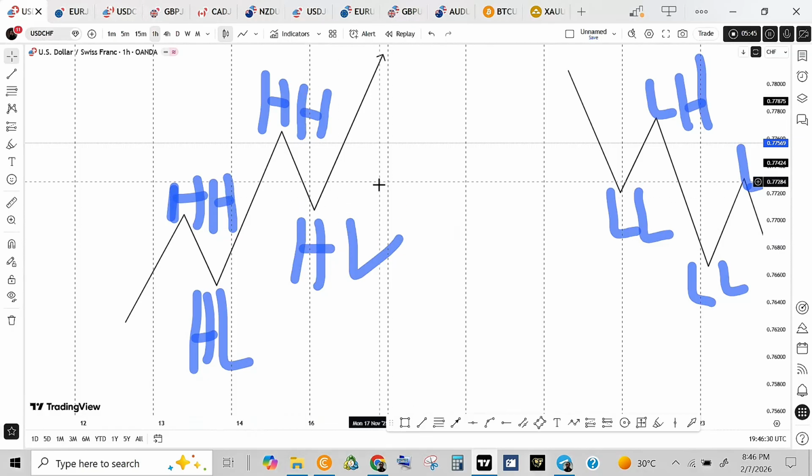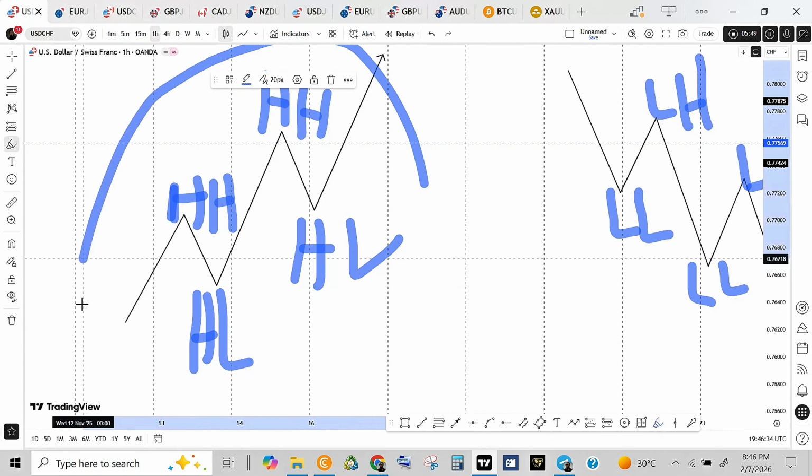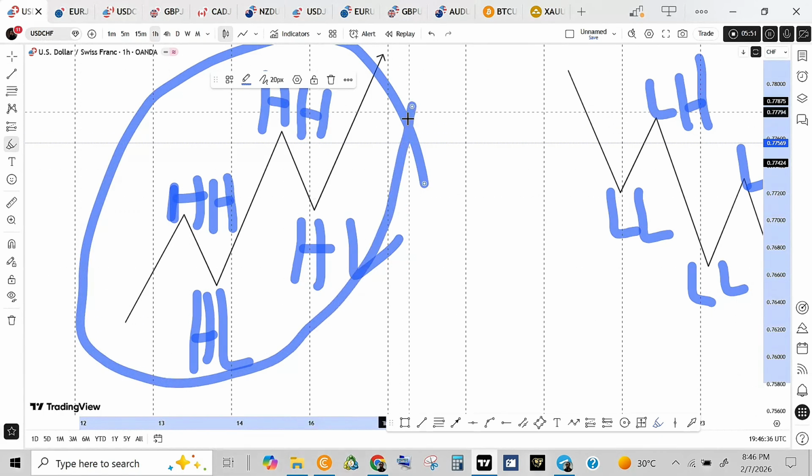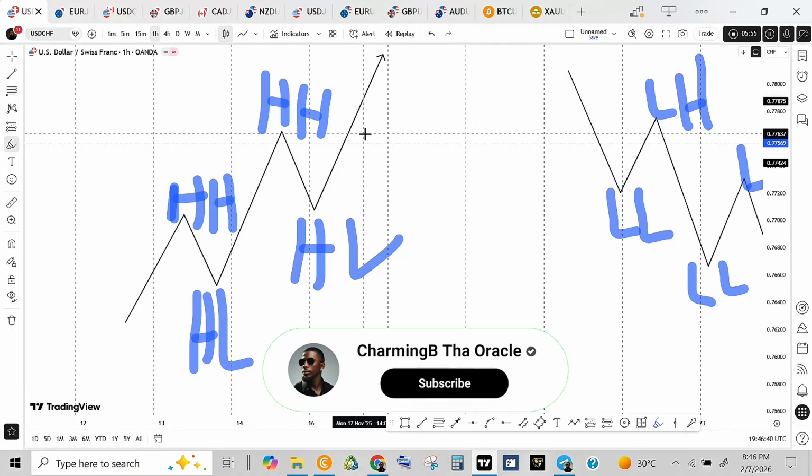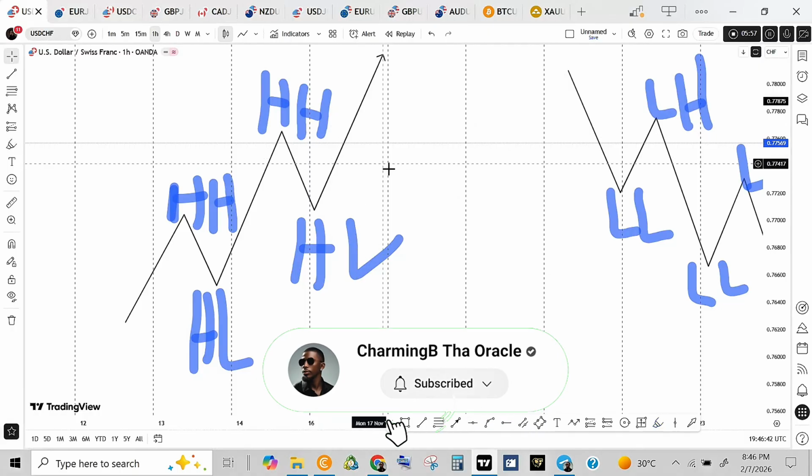Anytime you see something like this happening, just know that you are in what? A bullish trend. That is a bullish market structure.